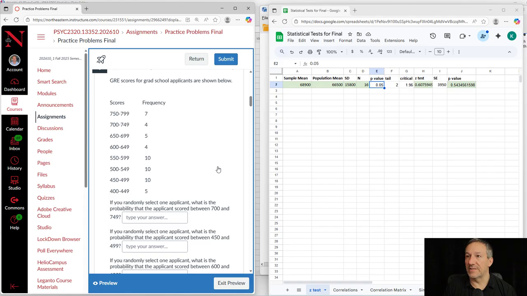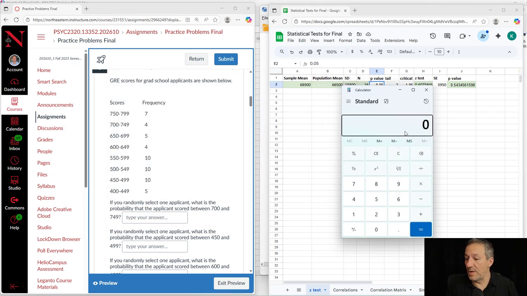Okay, what do we have? These are the probability ones. So GRE scores for grad school applicants are shown below. Randomly select one applicant between 700 and 749. Well, the first thing you have to do is find out what your total is. So we'd add up all of those numbers, 7 plus 4 plus 5 plus 4. Okay, so we got 55.